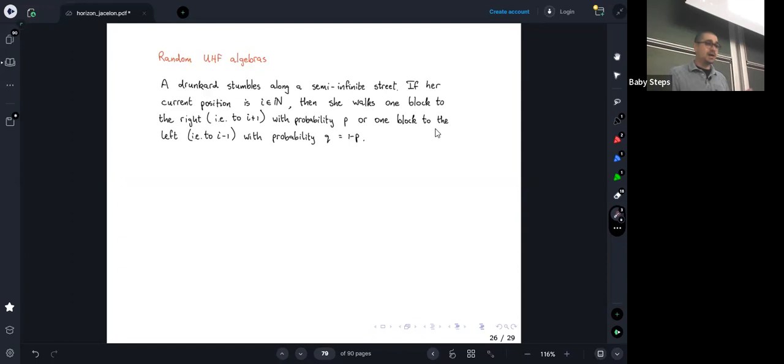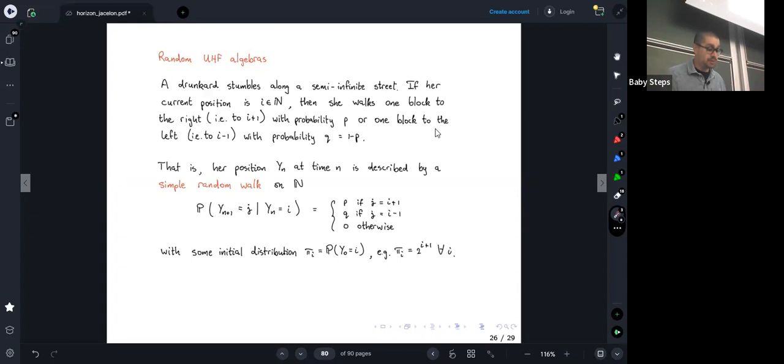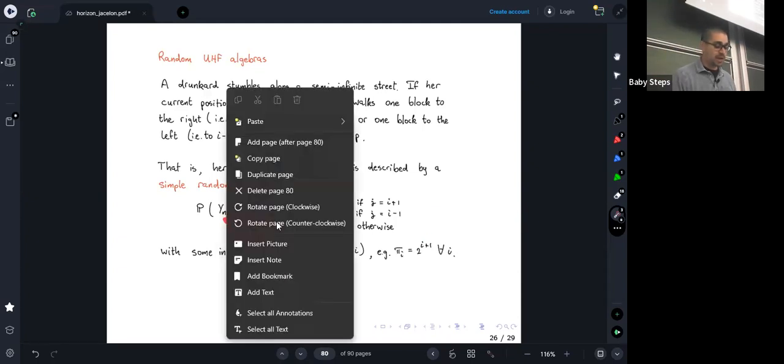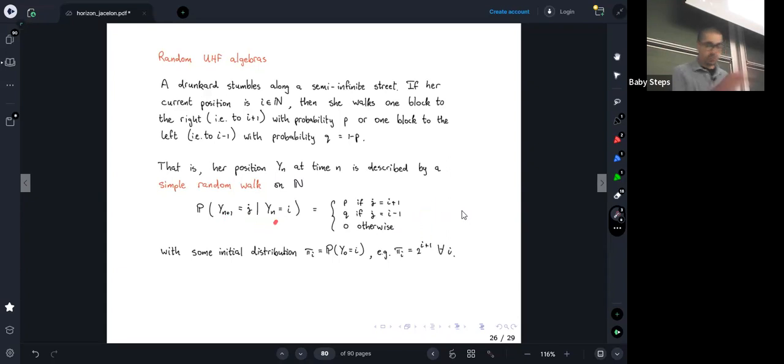So if she's at position i, then she stumbles to the right with probability p, or she stumbles to the left with probability q, which is 1 minus p. This is what's called a simple random walk. So we start somewhere with some initial distribution, for example the geometric distribution that was mentioned in one of the talks on Monday, and her position at time n plus one, given her position at n, is just given by what I just described.